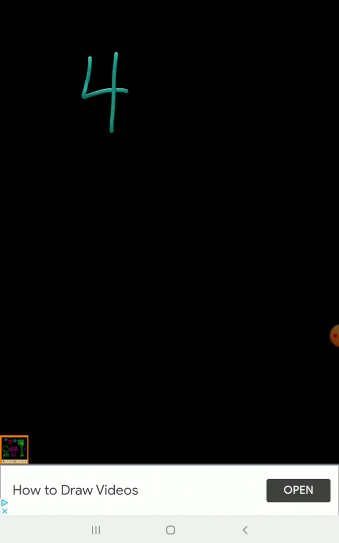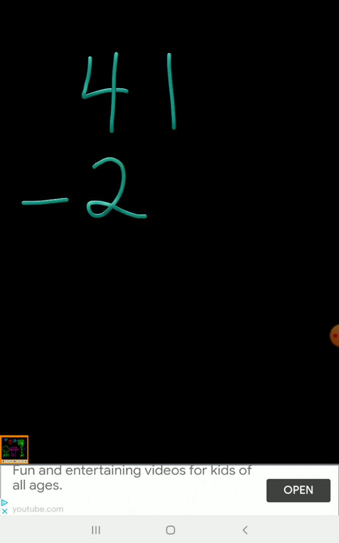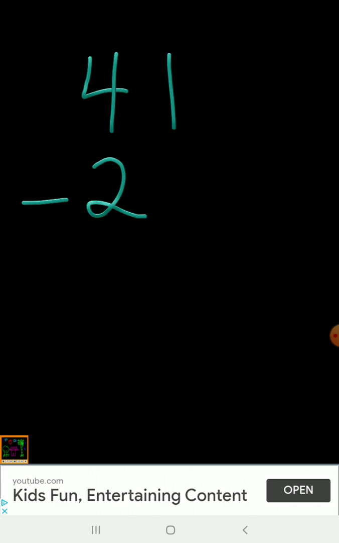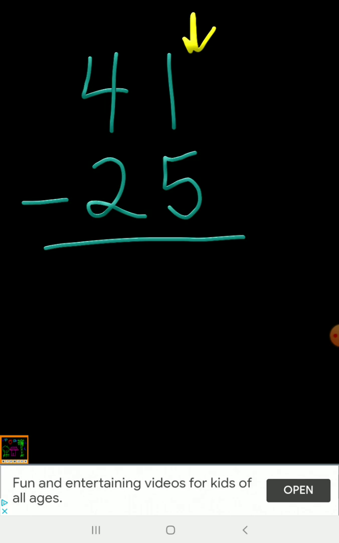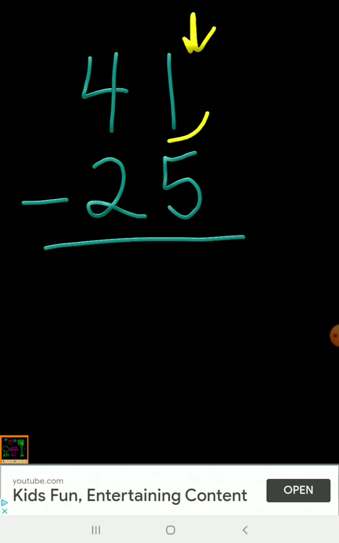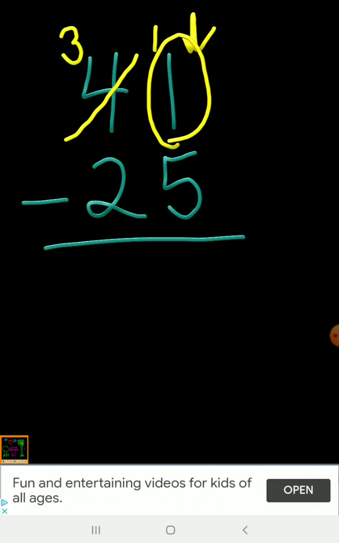And the next one we're going to do is what happens if you have, let's do 41 minus 25. So we start on the right side. So you would have to do 1 minus 5, which you can't do because that's a negative number. So we need to get 1 to become big enough to be able to subtract 5. So what you're going to do is you're going to make 4 a little bit smaller. We're going to change 4 to 3, and we're going to bring the 1 right here.